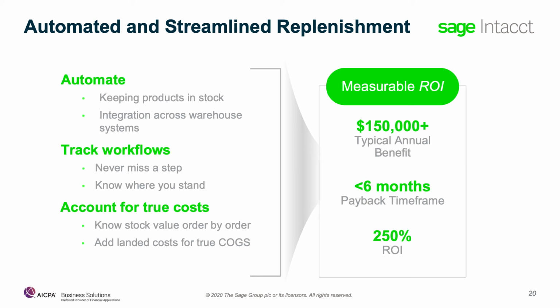Automated accounting processes, like knowing cost order by order and adding in landed cost to purchases to know true cost of goods sold, help accounting avoid time-consuming workarounds and errors. Our typical customer is able to see more than $150,000 in value annually, more than offsetting the software costs. They generally see an implementation and subscription payback in less than 6 months, and on average, our customers see a 250% return on investment. Your results will be more or less depending on the size of your organization and the depth to which you use Sage Intacct in your company.